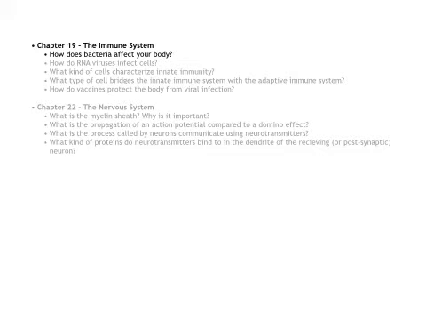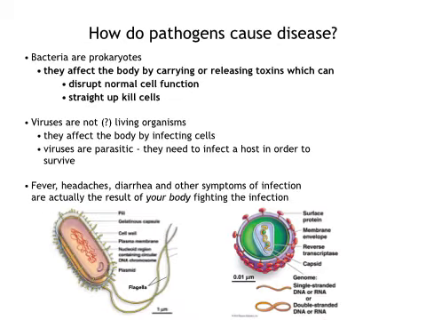How does a bacteria affect your body? So this is a slide where the answer is, and the part I want to highlight is in bold. So what bacteria do is they affect the body by carrying or releasing toxins which can disrupt normal cell function or straight up kill cells. So just the cell wall of bacteria has toxins that are harmful for the human body.